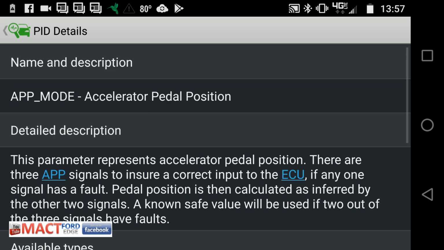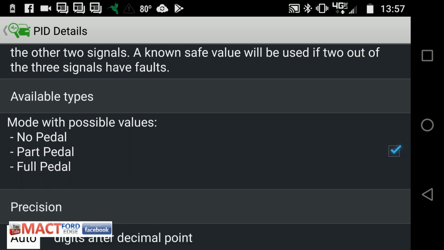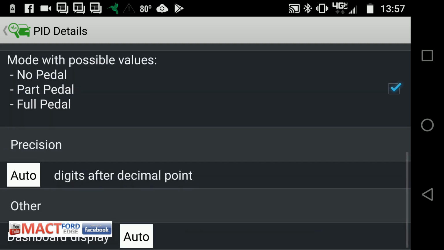We have our APP mode, accelerator pedal position. Detailed description: this parameter represents accelerator pedal position. Again, it has a fault. It uses two other signals and is used if two out of the three signals have faults. The possible values for the mode would be no pedal, part pedal, or full throttle wide open. Yes, we're race day here. So it'll tell you what your position is based on those three parameters.